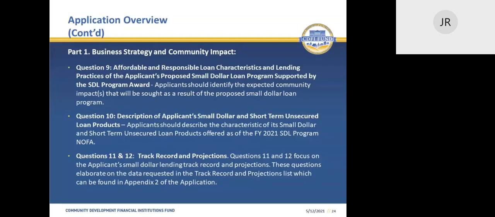Questions 11 and 12 is where you would provide information on the track record of your programs, if you have a small dollar loan program or other short-term unsecured loan program. You also provide information on your projections here and in the accompanying appendices as well.